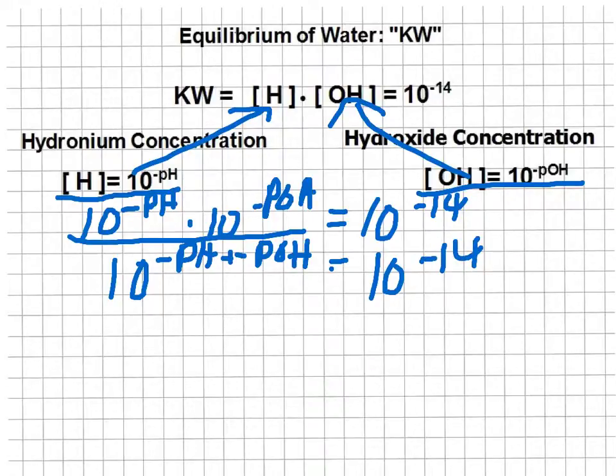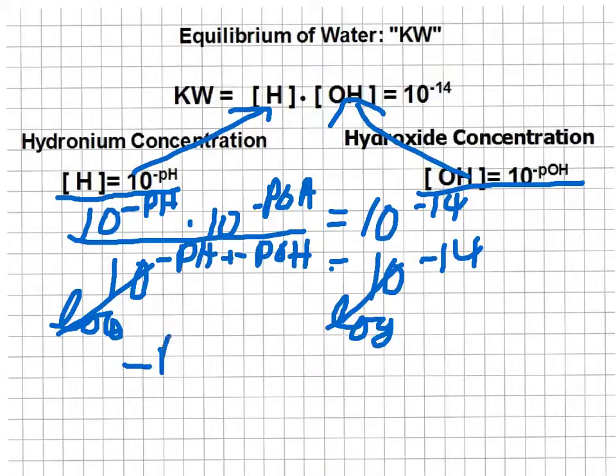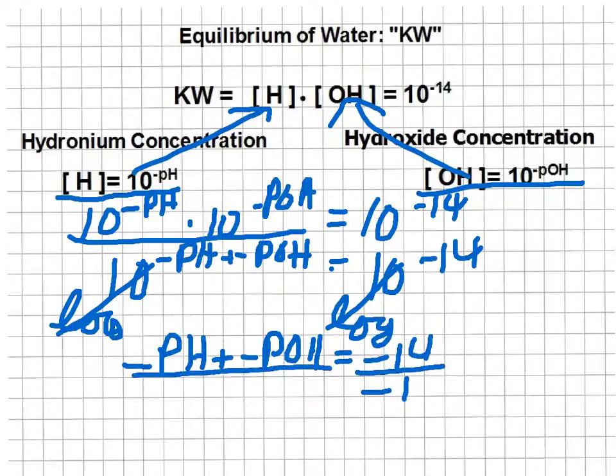Your next step would take a log base of 10 to each side to cancel out the 10. And you're left with the exponents. Negative pH plus negative pOH equals negative 14. Divide each side by negative 1, and you get your equation for pH and pOH. pH plus pOH equals 14.